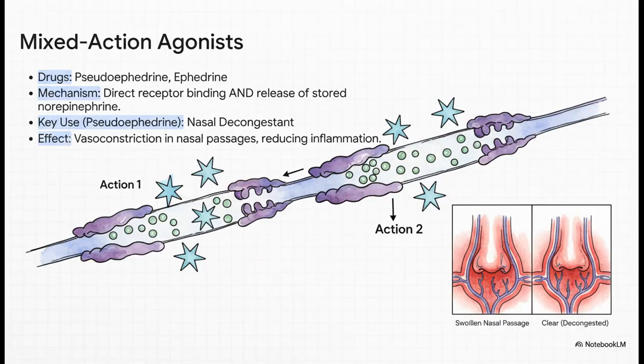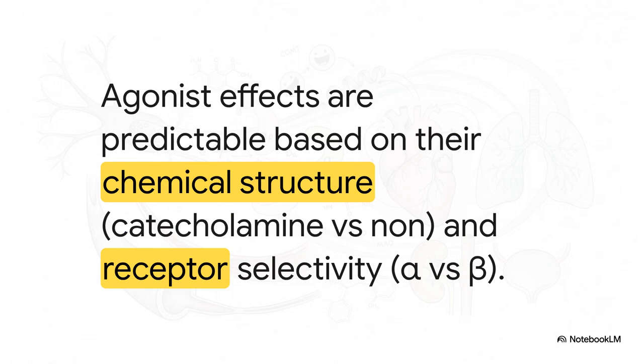And then you have the mixed action agonists, which, as the name suggests, do a little bit of both. Drugs like pseudoephedrine and ephedrine will bind directly to the receptors, but they also poke the neuron and make it release more of its stored norepinephrine. For a drug like pseudoephedrine, the end result is vasoconstriction in your nasal passages, which is exactly why it's such an effective decongestant.